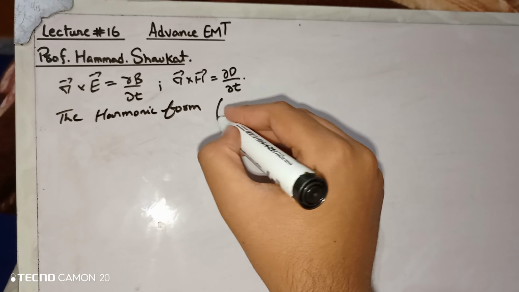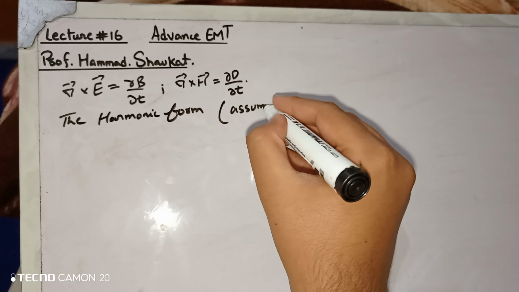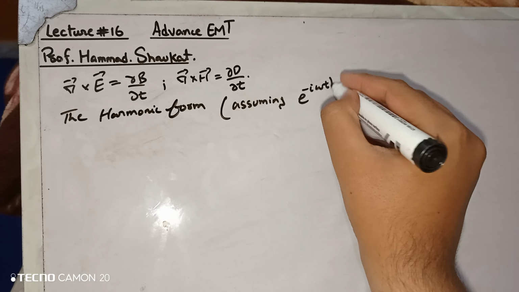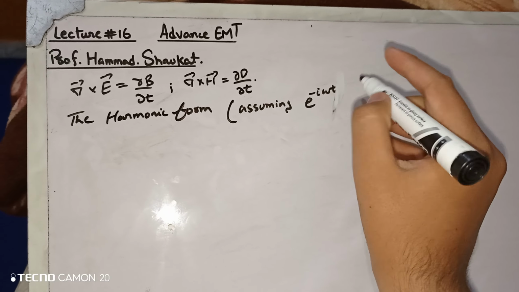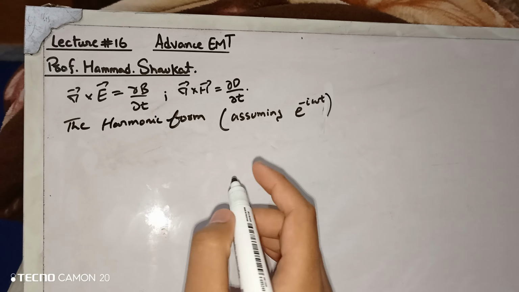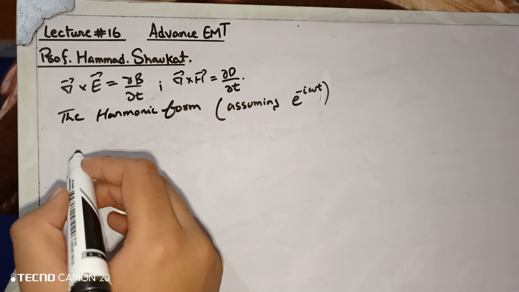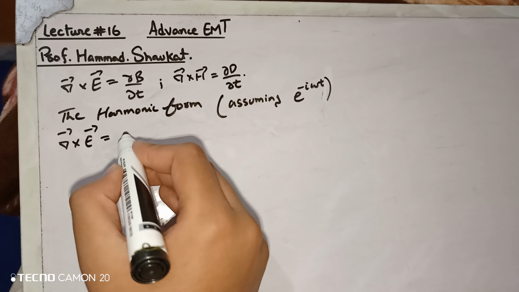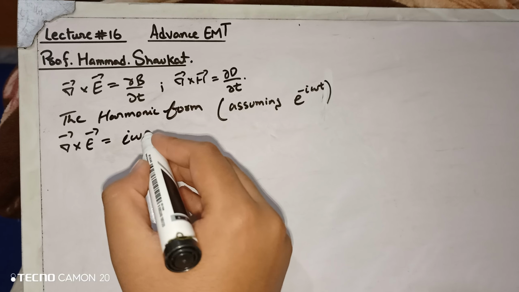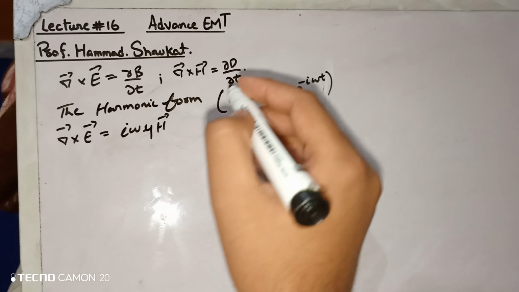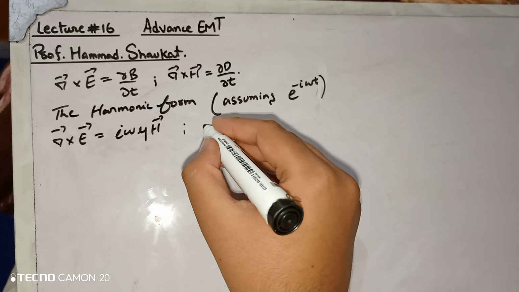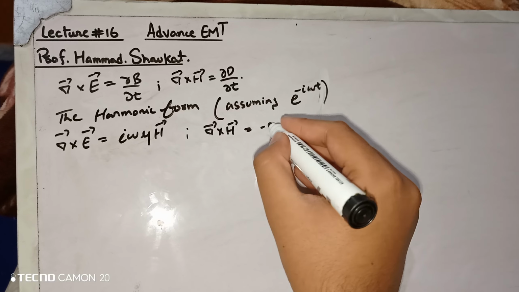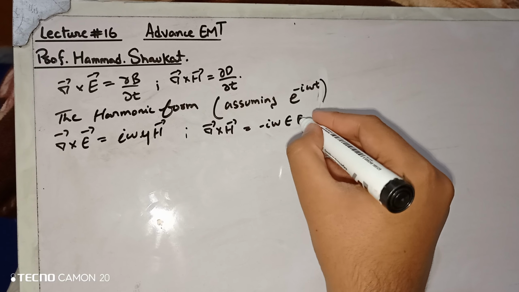And you also know the harmonic form. For writing the harmonic form we are assuming our wave as e power minus iota omega t, so this is how our wave is propagating. In time harmonic form, our equations reduce to: del cross E equals iota omega mu H. This is the curl of the electric field, and the curl of the magnetic field in time harmonic form is written as equals minus iota omega epsilon E.